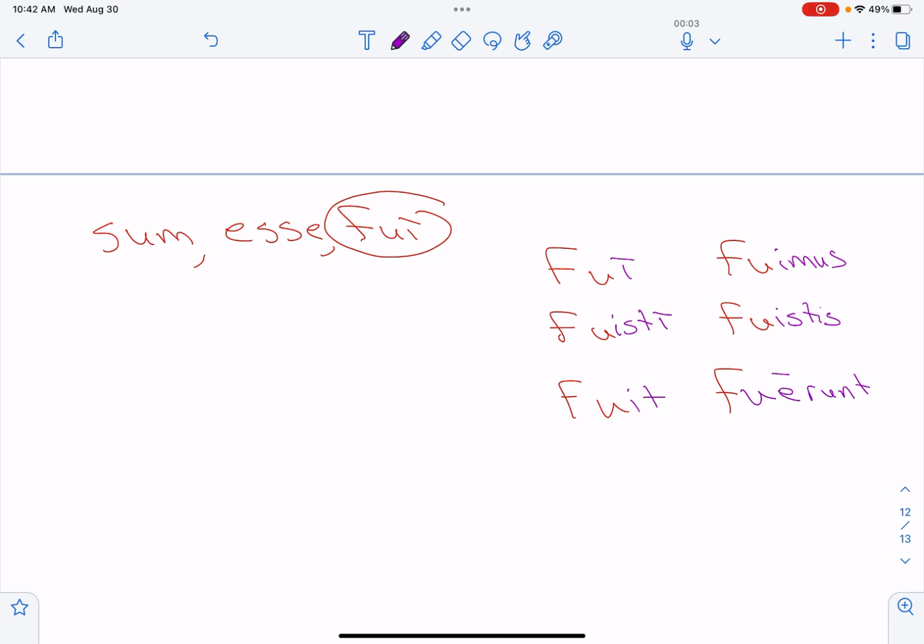So that is the perfect tense. Those are the long marks. I hope I've explained everything you need to know for your Latin 2 class. And as always, if you have more questions, please ask me, and I'm happy to help.